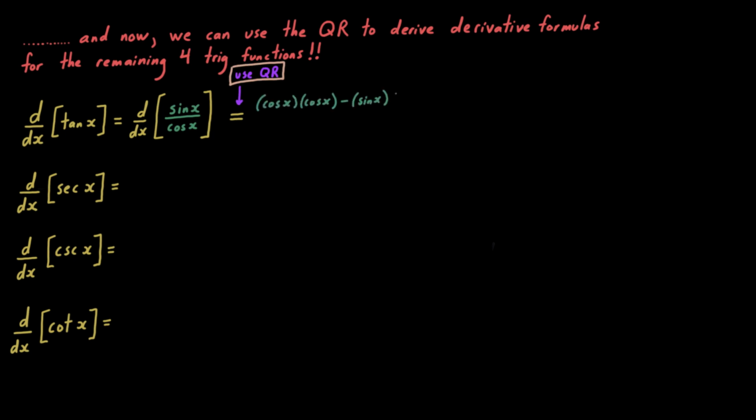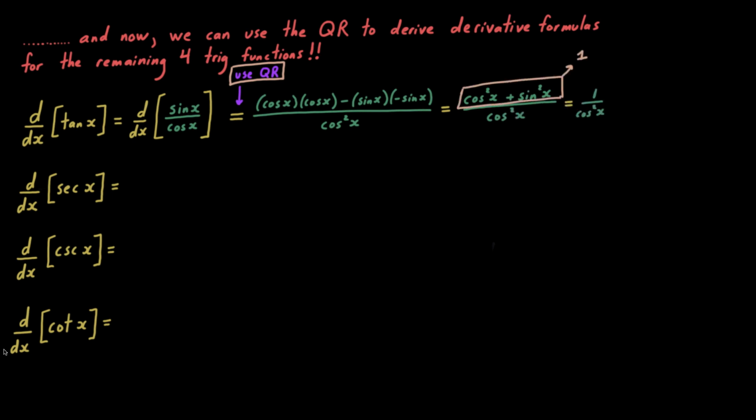Prime time to use the quotient rule then. Stands to reason, low d high minus high d low over low squared. That numerator is cosine squared plus sine squared of the same thing, which is just 1, so I have 1 over cosine squared, 1 over cosine times 1 over cosine, which is secant times secant, which is secant squared. There's our derivative formula for tangent. Likewise, secant is 1 over cosine. I have rewritten secant as a quotient.